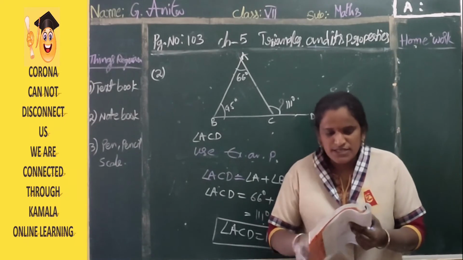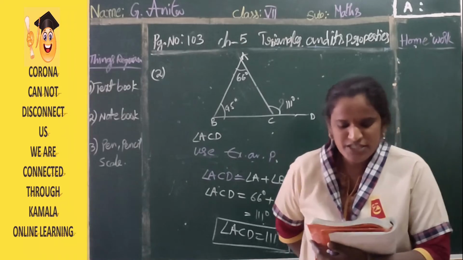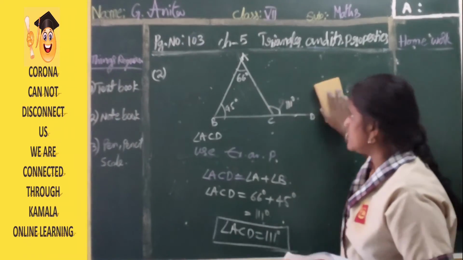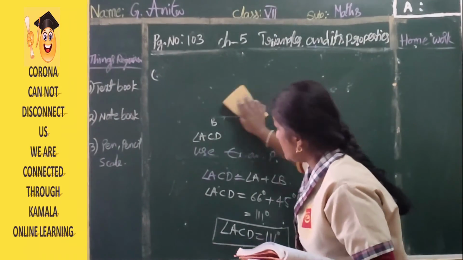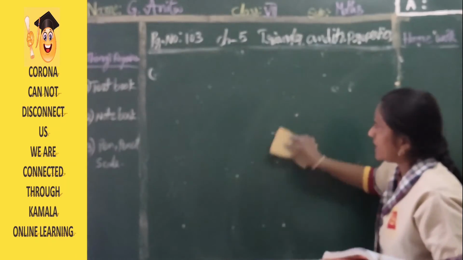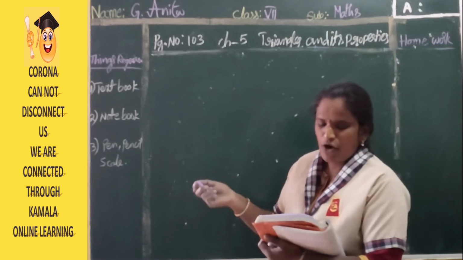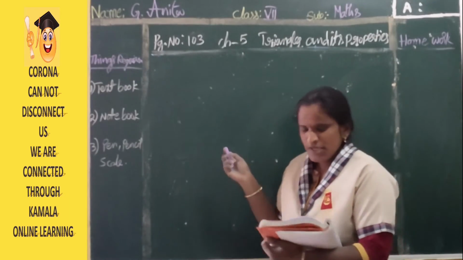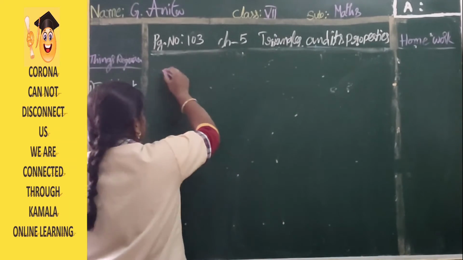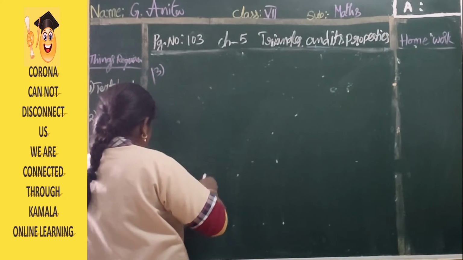Next, in this third one, find the measures of angles. Going to the third question. Look at your textbook, everyone. It is very simple and easy. So the third question is, find the measure of angles X and Y. They have given one figure here. So in the third question, what are they given?